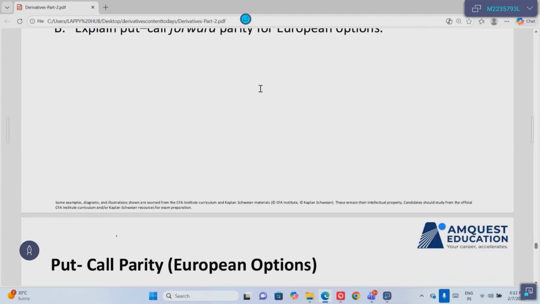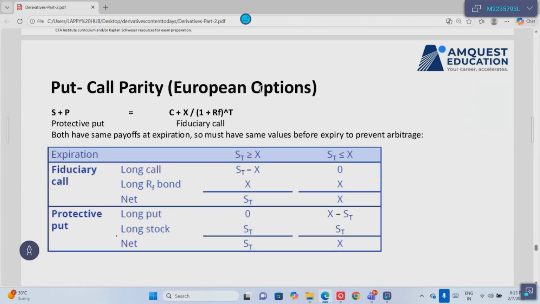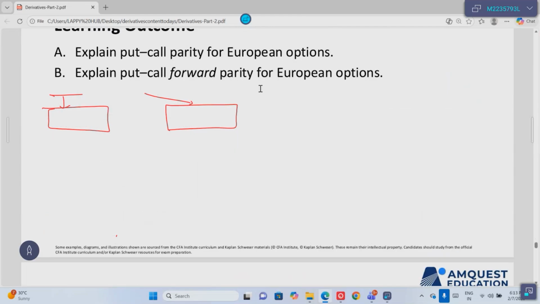Okay. Put-call parity. Let's come to the concept. Put parity refers to a situation where I have a protective put and a fiduciary call or a covered call. Correct? And I can use these two to equate each other. Now, let's go a step back to broadly explain how put-call parity works.